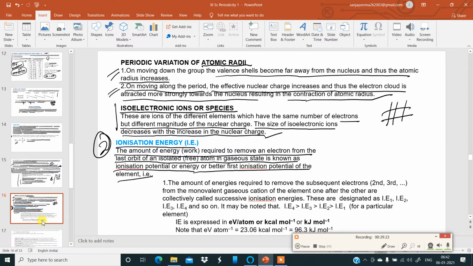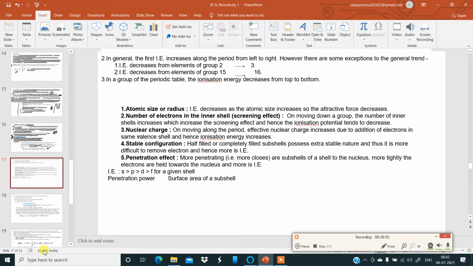Now here let me tell you something. The amount of energy required to remove the subsequent electrons, first, second, or third, they are categorized as successive ionization energies. These are designated as I1, I2, I3 and so on. It may be noted that I3 is greater than I2, and I1 is least for a particular element.